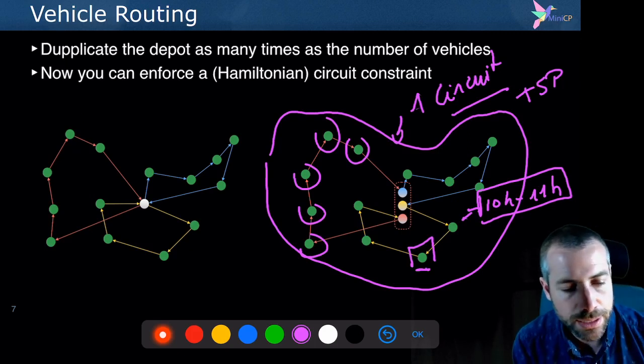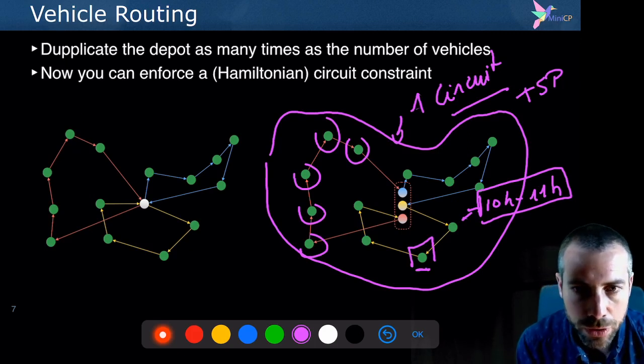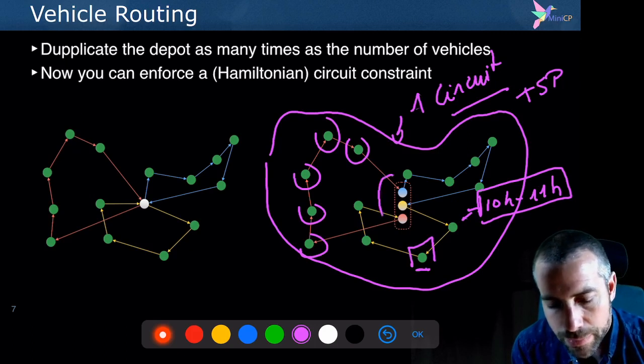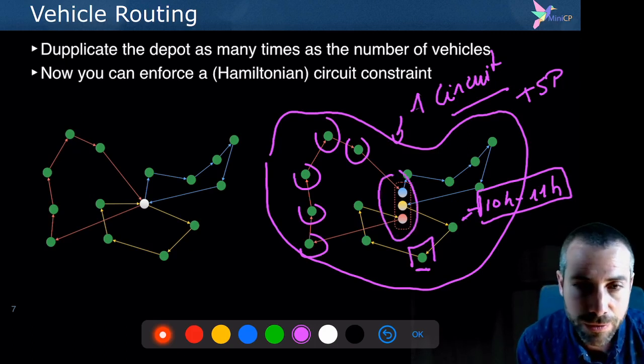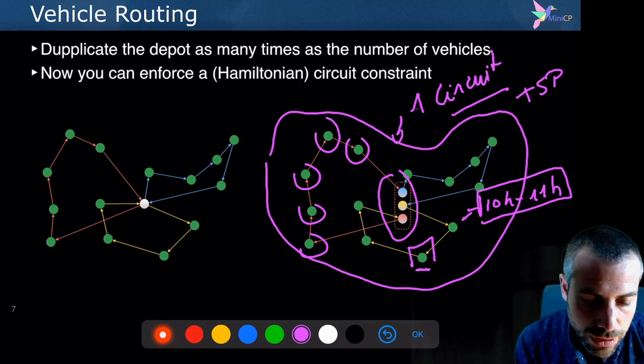So these are the vehicle routing problems, and again, remember this modeling trick of duplicating artificially the number of depots is very useful.